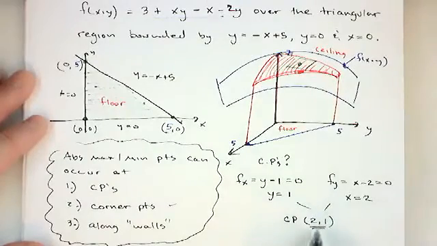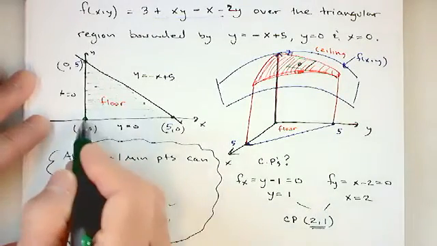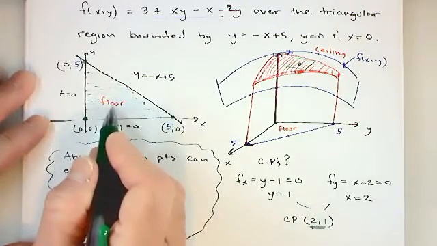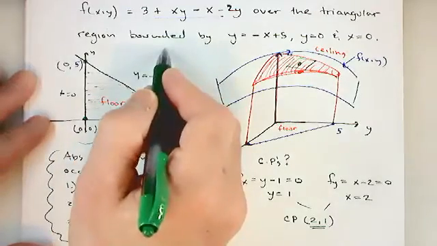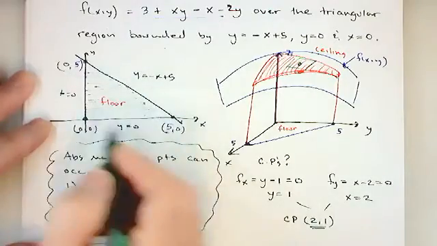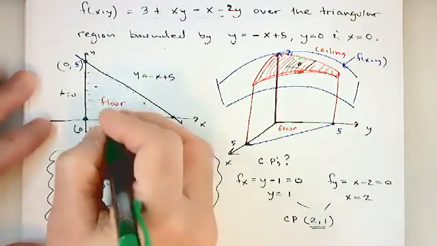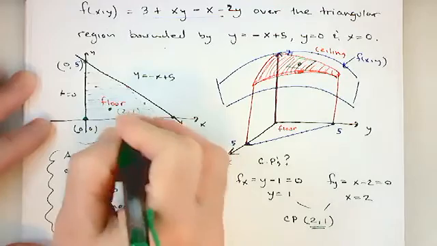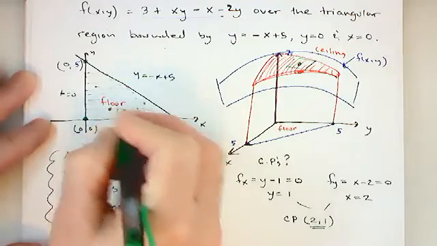Just in case they try to trick you, make sure that the critical point is actually within your room. If it was way over here, I wouldn't care about it, right? My universe exists inside this floor here. But (2, 1) is inside there, right? (2, 1) is like right there somewhere within my room. So that's a critical point.